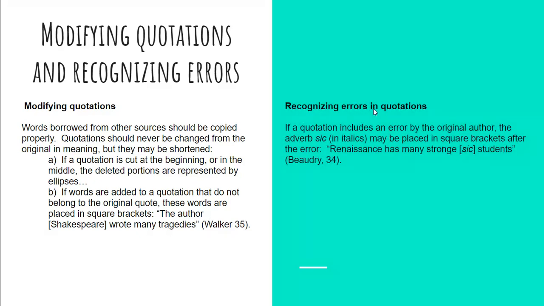You can also recognize errors in a word by using the word sic in italics and putting it in square brackets. So for example, over here, we recognize the word strong is misspelt. We put sic in square brackets, and that tells our reader that this is the original author's words. You understand there's an error in the spelling, and that's where it is.